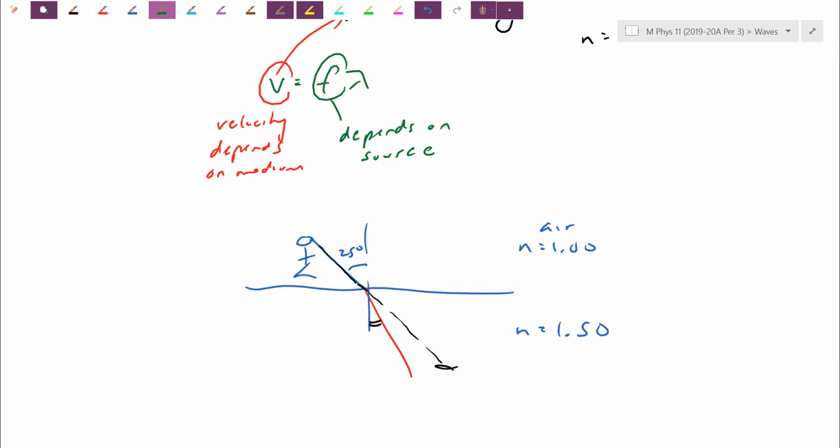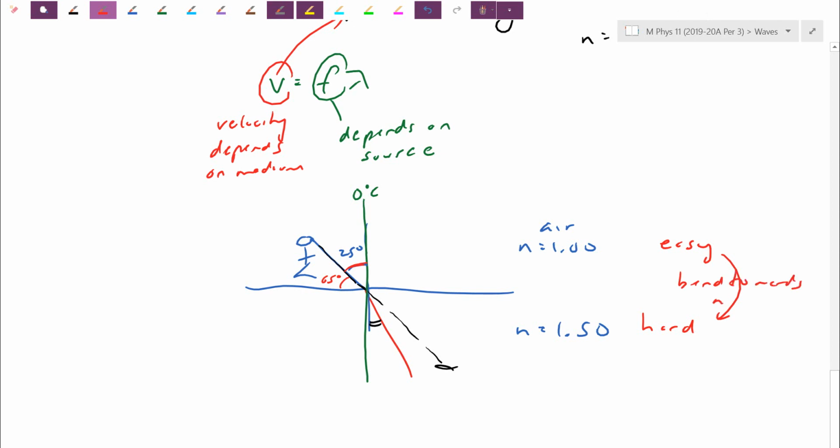Be careful when you measure angles. It's always relative to the normal. It's always relative to the 0 degree, the perpendicular. Sometimes they try to trick you and say, what if I told you this angle here is 65 degrees? You just do 90 minus that. Figure out the complementary angle, the angle with the normal, and use that angle for your calculation. In general, when we go from a relatively easy medium to a relatively hard medium, we're going to bend towards the normal. We're going to get closer to the perpendicular.